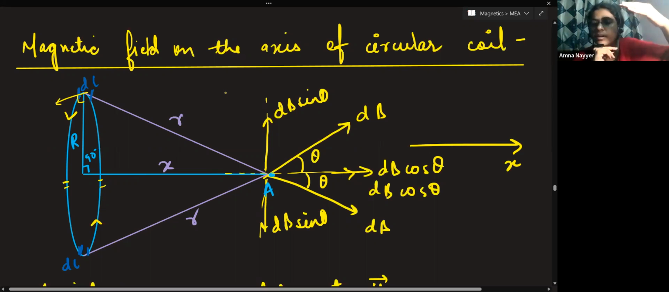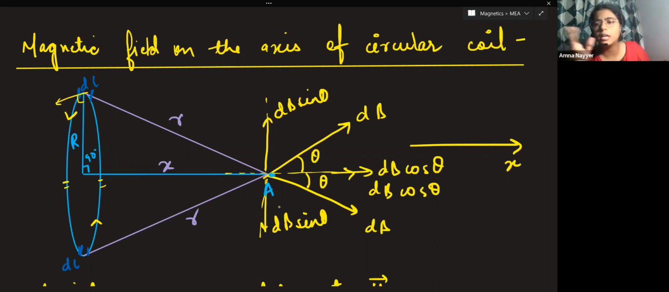And all the sine theta, if you people are able to see, half of the magnetic field will lie above the axis, half will lie below the axis. See, like this dB sine theta is getting cancelled with this dB sine theta. Similarly, all the sine thetas will get cancelled, all the sine thetas associated with the current element at the diametrically opposite end.